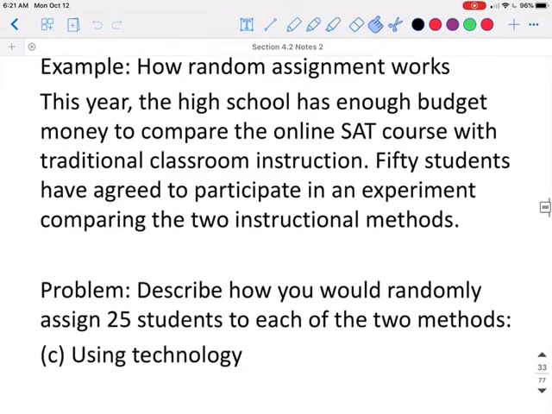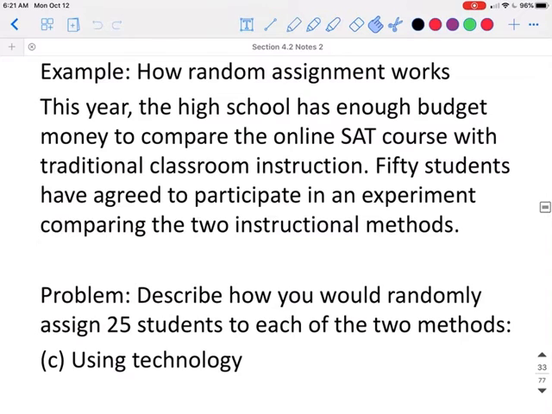Using technology. Again, you would have to assign each student a number, 1 through 50, but then you could just use a random integer generator on your calculator and randomly generate numbers. The first 25 numbers you get would be the students in the in-class course, and the other students would take the online version.